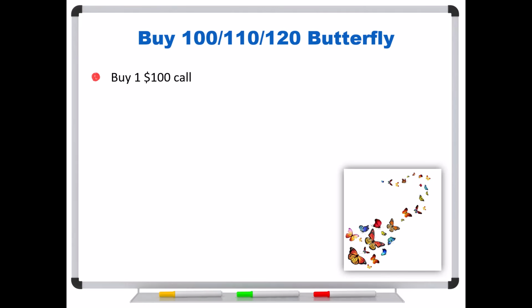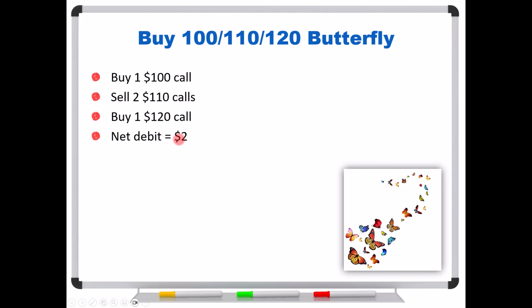Let's say that you buy one $100 call, sell 2 of the 110 calls, and buy one 120 call. We still have a 1 to 2 to 1 ratio, equally spaced, separated by 10 points. So that's a standard butterfly. Let's say that the net debit is 2. Max gain, of course, is 8. And that's because we would call this a 10-point spread, either the difference between the first and the second, 10 points, or between the second and third. They're just 2 vertical spreads. So if we pay 2, the most we could make is 8.